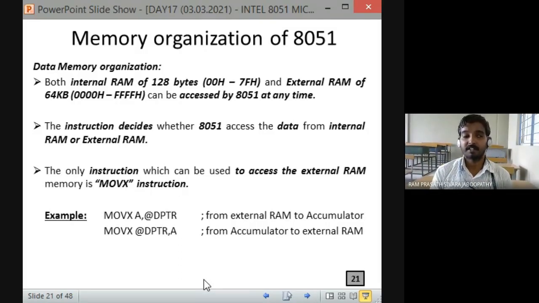For general internal data transfer, we use the MOV instruction. These things will be clarified when going through the instruction set of the 8051 microcontroller. I hope here we can stop. The remaining we will see in the next session.